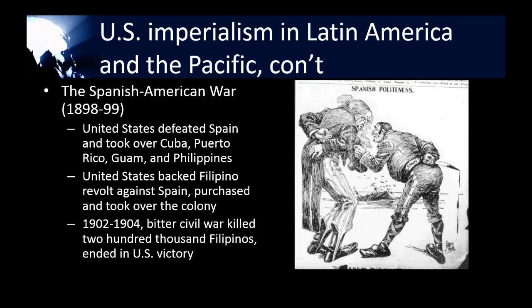at the turn of the 20th century, between 1902 and 1904, we see a brutal civil war because the Filipinos do not want to be possessed by the United States. The United States, in fighting that civil war, kills over 200,000 Filipinos, and ultimately we're able to end that civil war and bring them under American control. So from the years 1898 until 1949, when the Philippines is granted independence by the United States, the Philippines is part of the United States. It is one of our territories.